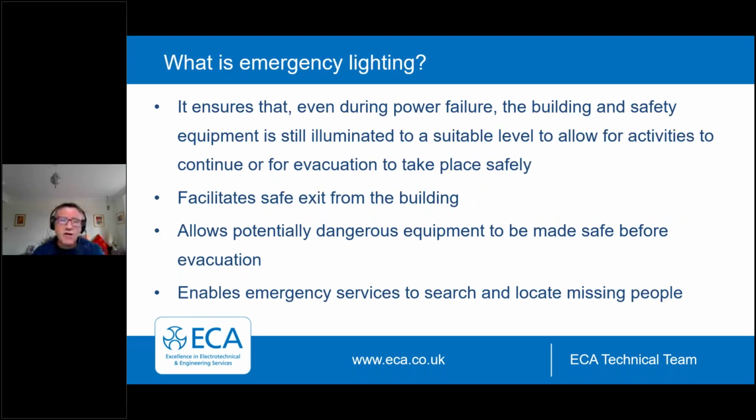Okay, so what is emergency lighting? Well, I'm sure you've all heard of emergency lighting, and hopefully we all know that it's there in the event of a power failure, so that the building and the safety equipment is still illuminated to a suitable level to allow activities to continue, or for evacuation, more importantly, to take place safely. Emergency lighting will also facilitate safe exit from the building. It allows potentially dangerous equipment to be made safe before evacuation. And an integral part of this is that it enables emergency services to search and locate missing people. So in other words, it provides lighting in the premises for a duration of time, whereby we can either get out or people can be searched for, or you can find what you're looking for, etc.